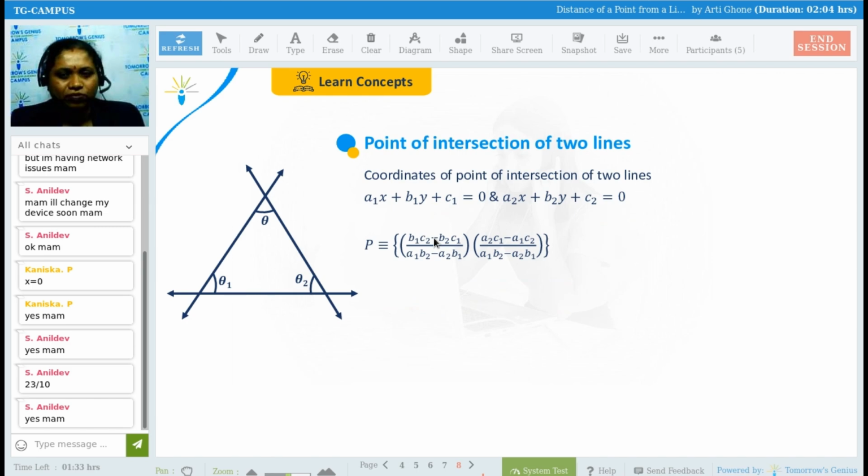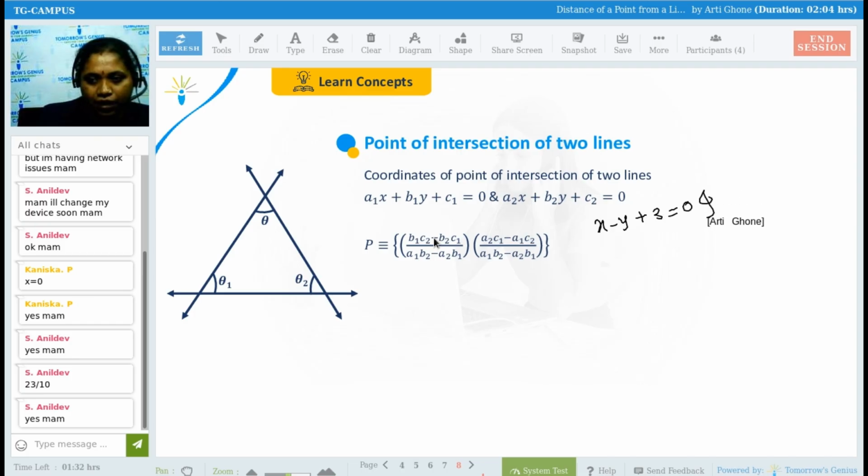point of intersection. Now see, I'll tell you the most preferable method, which I always apply: instead of remembering this complicated structure of point of intersection, you can simply solve the two lines and you will get the point of intersection. Clear? Okay. Solving the two lines will give you the point of intersection. Tell me quickly the point of intersection of lines x minus y plus 3 is equal to 0 and 2x plus y minus 1 is equal to 0. Just tell me the point of intersection of these two lines.